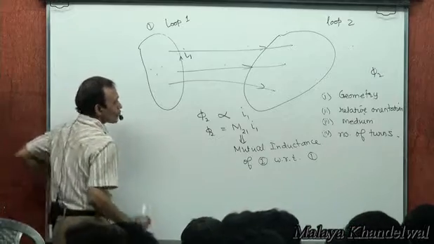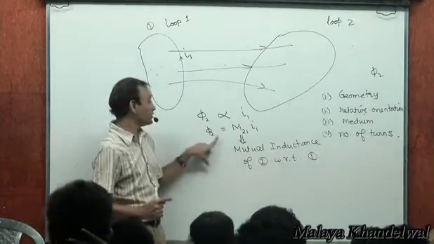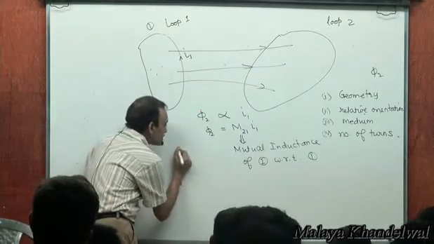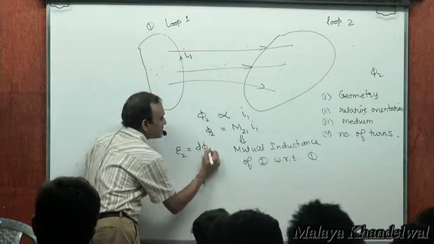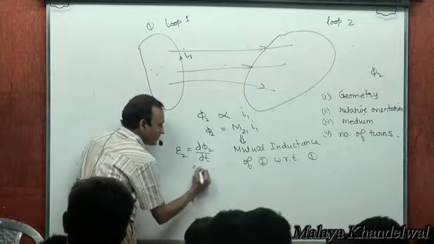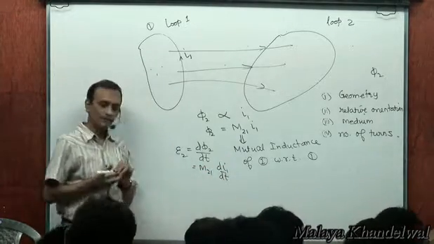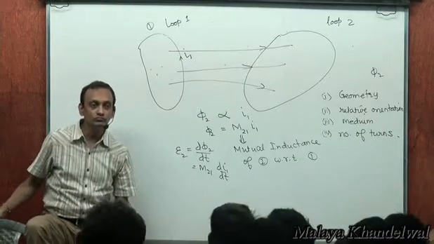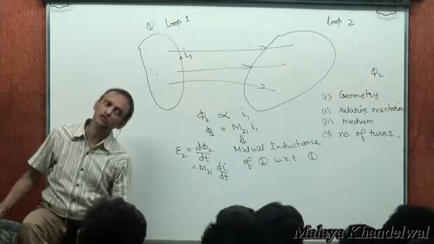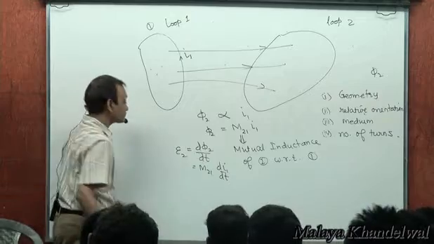Now, if I change the current in 1, then it affects the flux in 2. Therefore, there would be an induced EMF in 2. How do you calculate the induced EMF in 2? The induced EMF in 2 would be calculated as d phi 2 dt, which would give me the induced EMF in 2, and that will be M21 di1 dt. That's the induced EMF in 2 because of change of current in 1, which resulted in change of flux associated with 2, and therefore from Faraday's law, the induced EMF in 2, right?